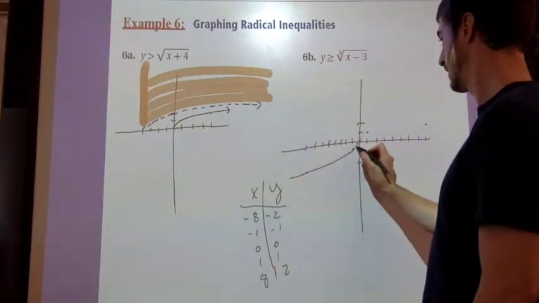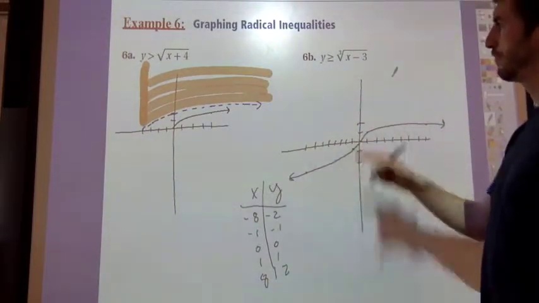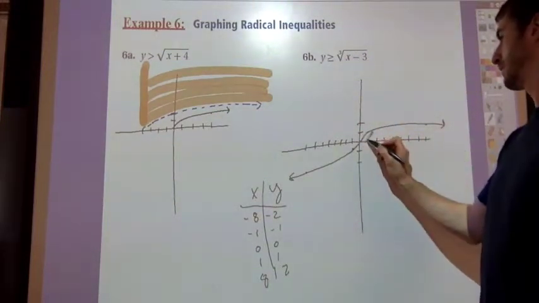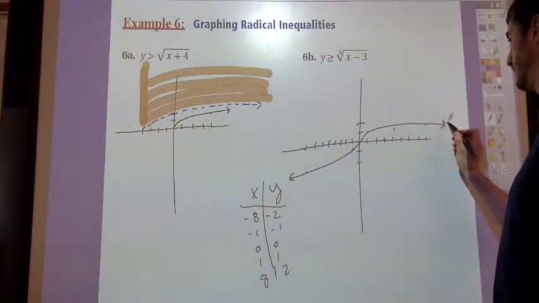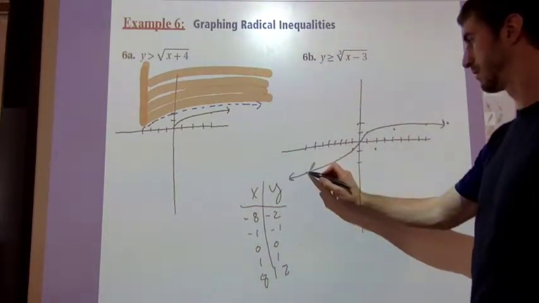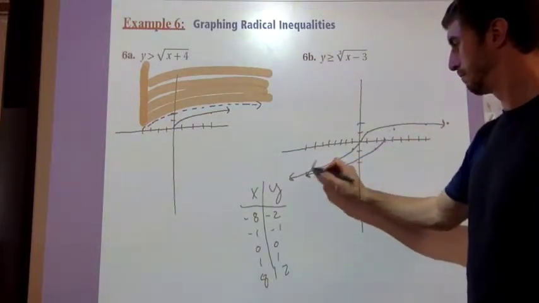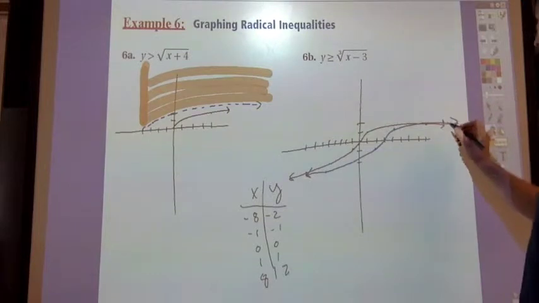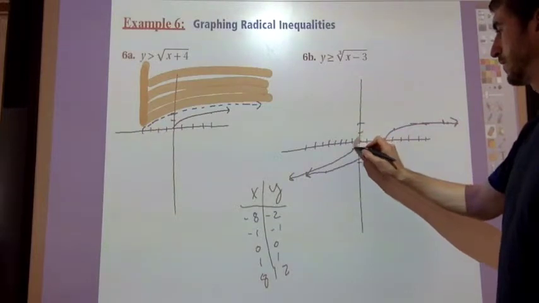And this is my parent function, and then I need to shift it to the right 3 units. 1, 2, 3, 1, 2, 3. This one's going to the right 3, to the right 3, and to the right 3. Boom. Boom. I'll go ahead and erase my parent function to avoid any confusion, because that was just for a guide.